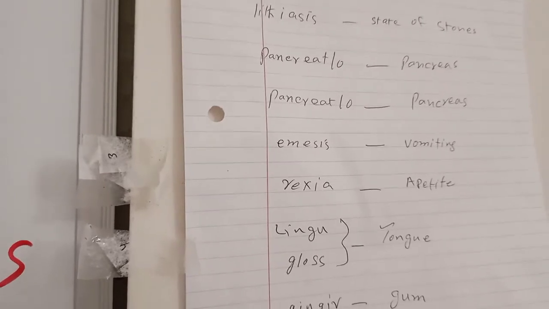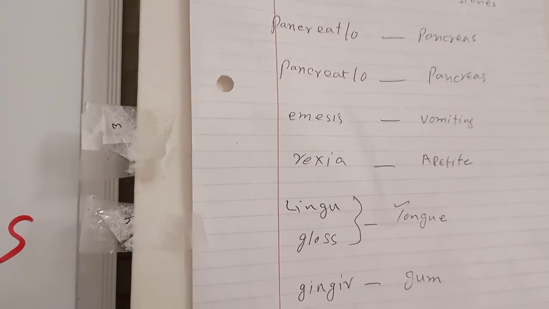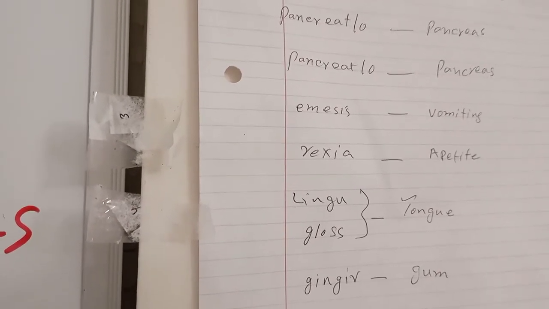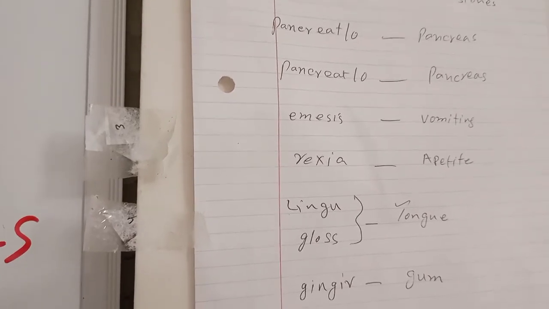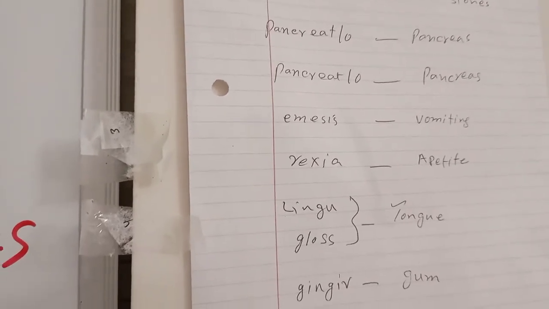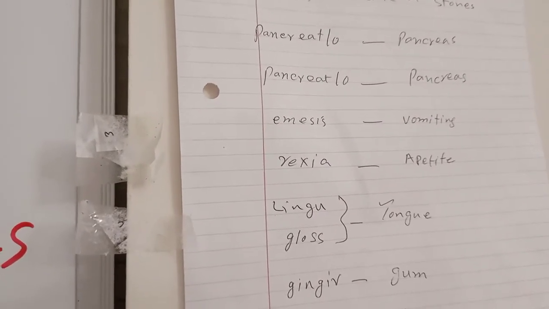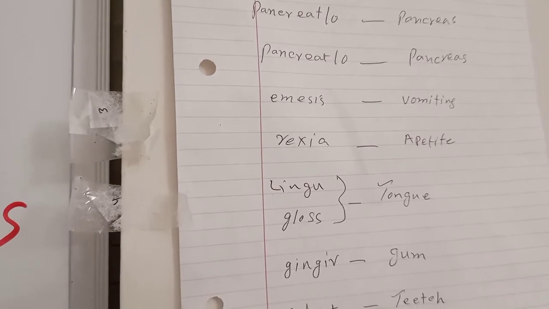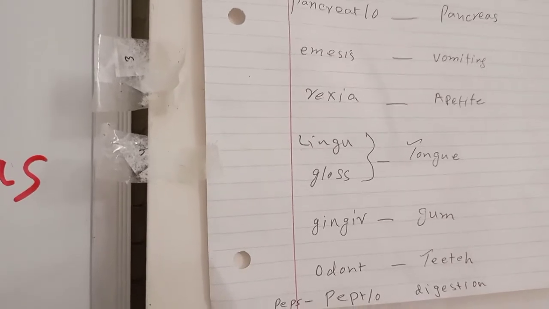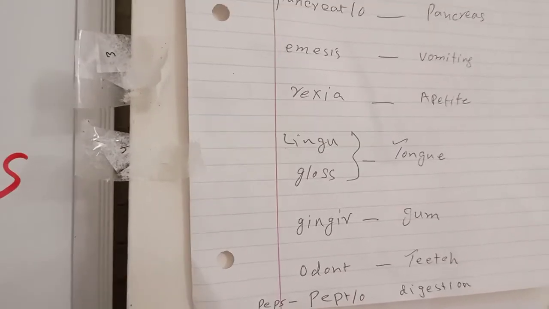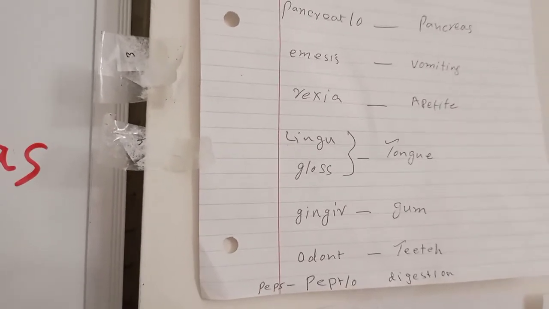Pancreat. Pancreatitis. Pancreatectomy. Infection of the pancreas and surgical removal of the pancreas. Insulin is produced in the pancreas. Emesis. Emesis means vomiting. Hematemesis. Vomiting of the blood. Hem is blood. Emesis is vomiting. Hematemesis, vomiting of blood.